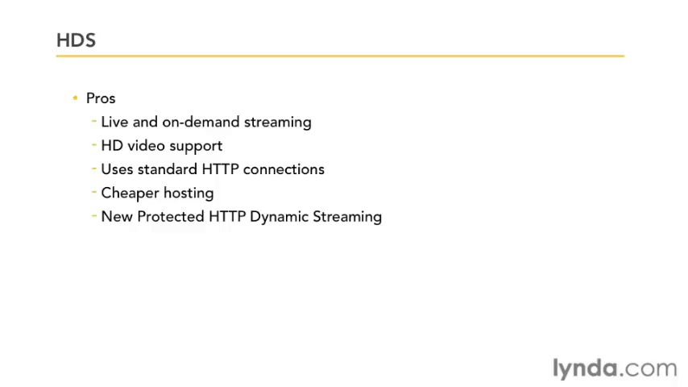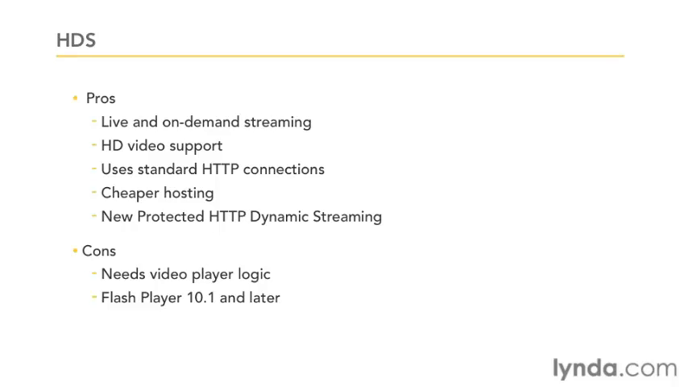Protected HDS is now available in FMS 4.5, allowing you to encrypt your video files. It's like a Flash Access Lite, giving you content protection without the need for a Flash Access license server. One potential drawback to HDS is that you need a special video player to parse the manifests and piece together the fragments. Open Source Media Framework and Strobe Media Player, both open source and free, support this logic, so you can use those as a starting point. And HDS is not supported in older versions of Flash Player.